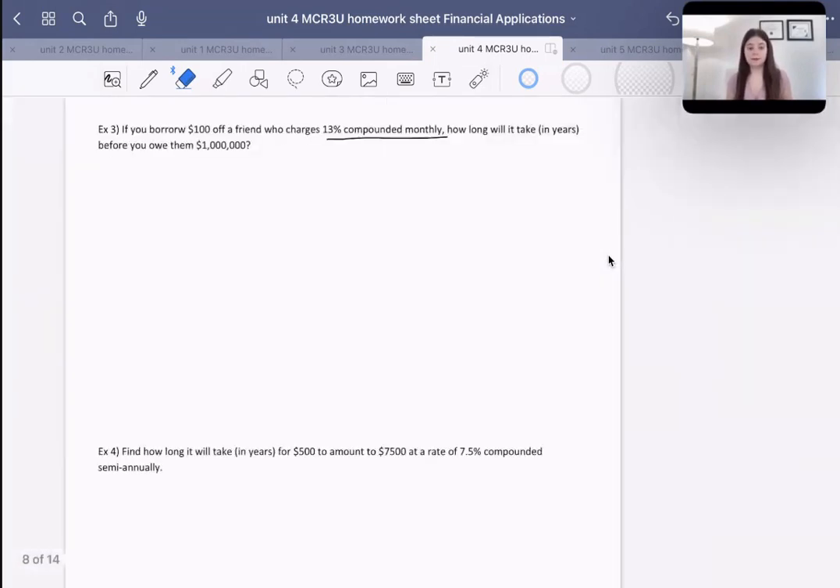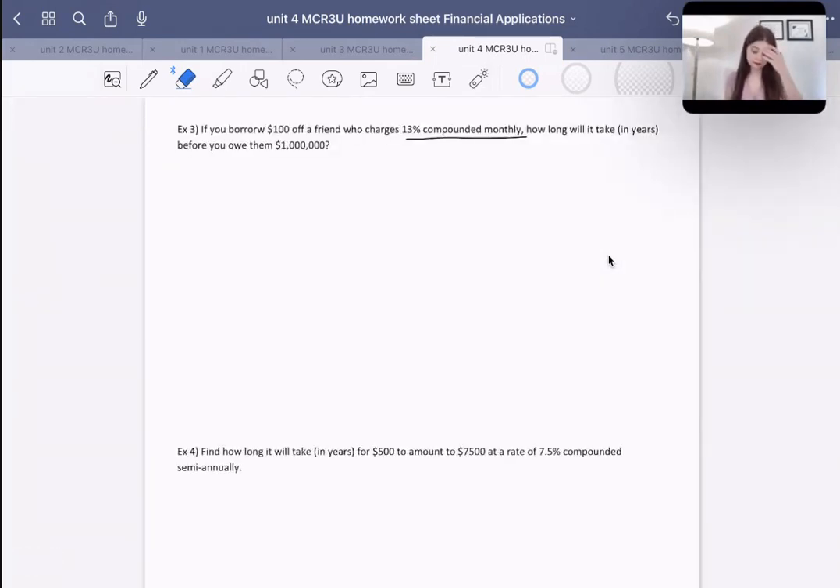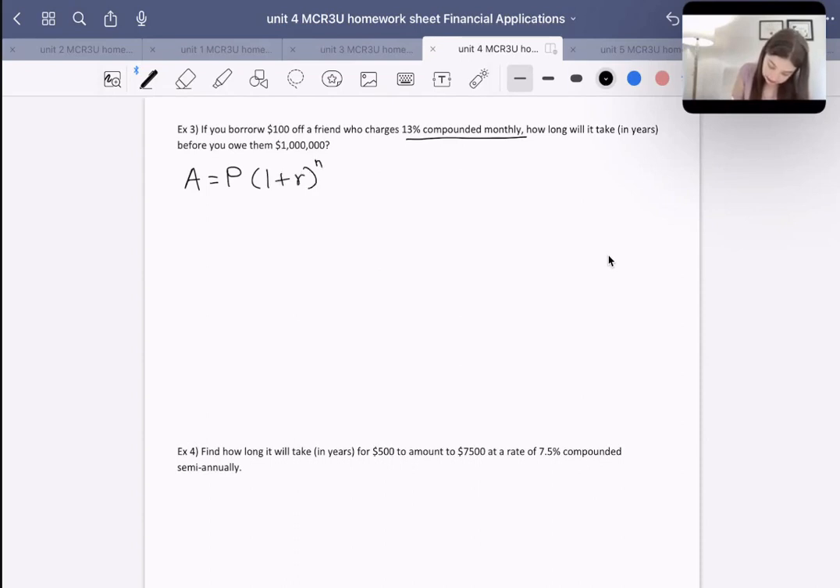Okay, so the first example says, example 3, if you borrow $100 off a friend who charges 13% compounded monthly, how long will it take in years before you owe them $1 million? So just a reminder, the equation we're going to be using for compound interest is A, the total amount accumulated that we're owing our friend, is equal to P, the original principal borrowed, times 1 plus the interest rate to the power of the number of compounding periods.